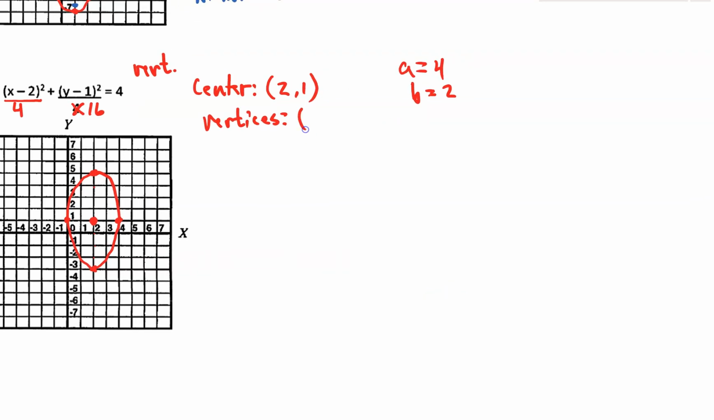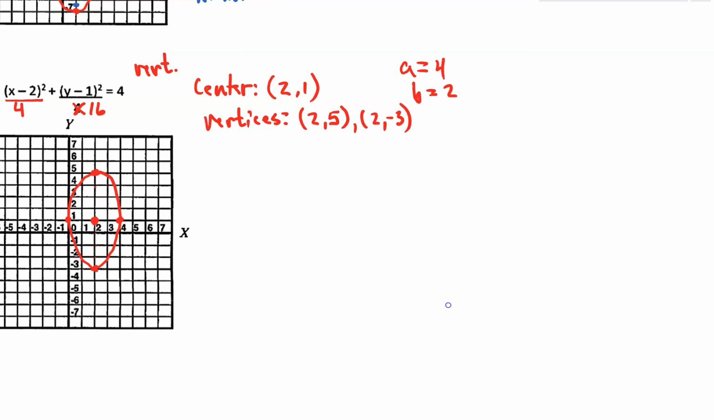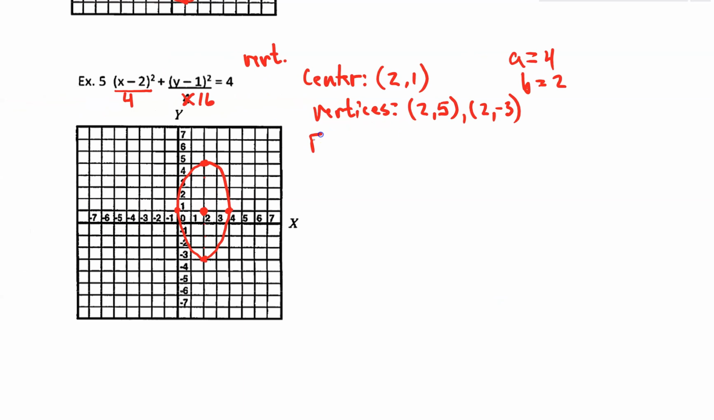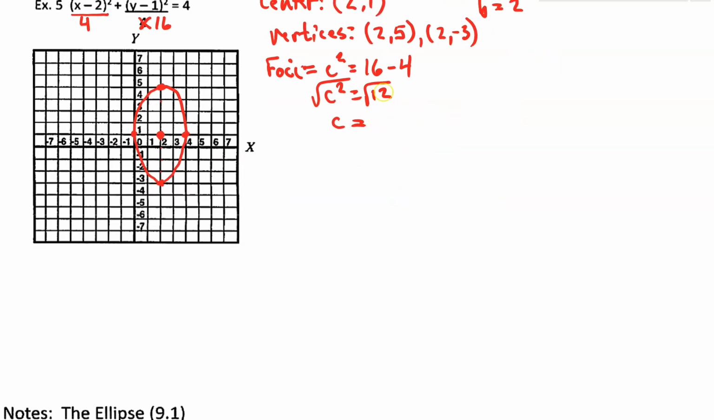So our vertices here are going to be at, it looks like over 2 and up 5, and over 2 and down to -3. Those are our vertices for this one. Foci points. Well, just like before, c squared is equal to 16 minus 4. So c squared is equal to 12. So c would equal the square root of 12. Taking out the perfect square of 4, you're going to get 2 root 3. So this is going to be 2 root 3.